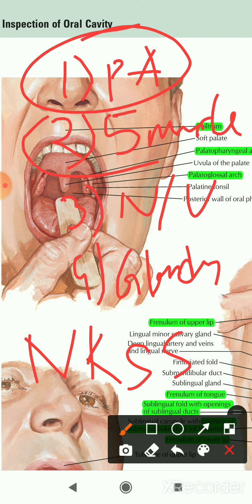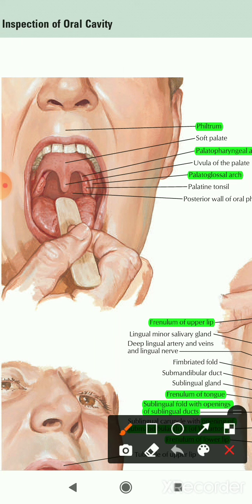Now come to the palatine muscles. What are the 5 palatine muscles? The 5 palatine muscles are the levator veli palatini, tensor veli palatini, musculus uvuli, palatopharyngeus, and palatoglossus. And for all these 5 muscles, origin and insertion is not so much important, but you have to know the functions of these muscles.